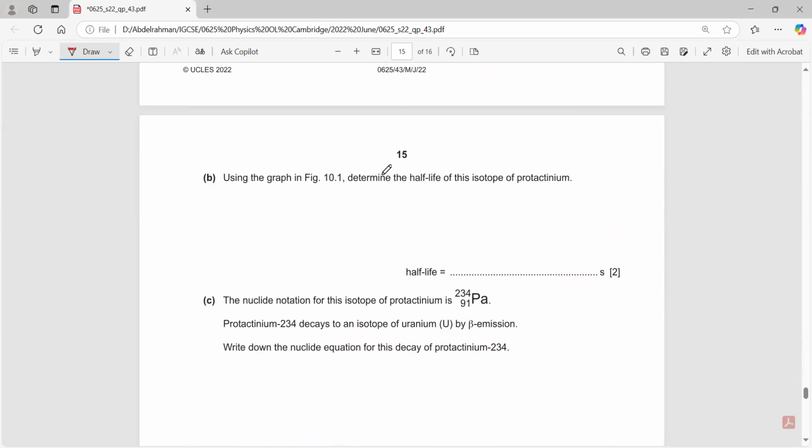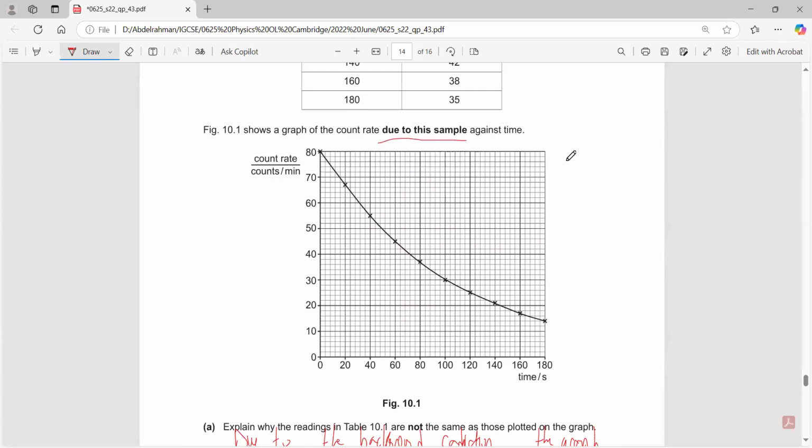Using the graph, determine the half-life of this isotope. Okay, can I find the half-life? So you have the graph without the background radiation. You start off with 80. 80 divided by 2 is 40. So from 40, we need to draw a horizontal line, and then at this point, you draw another vertical line, which is at 72. This is at 72 seconds.